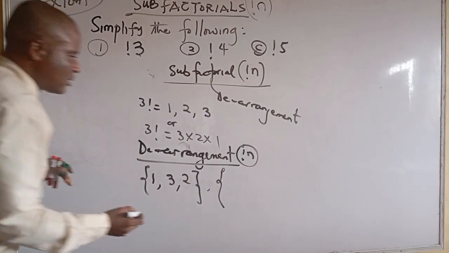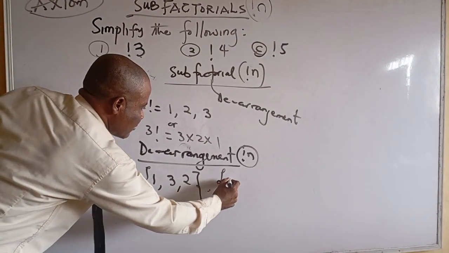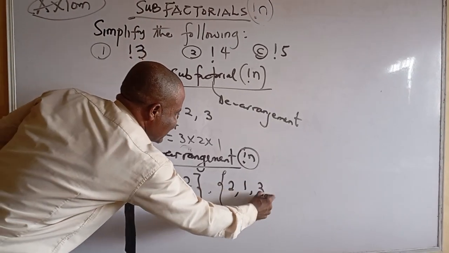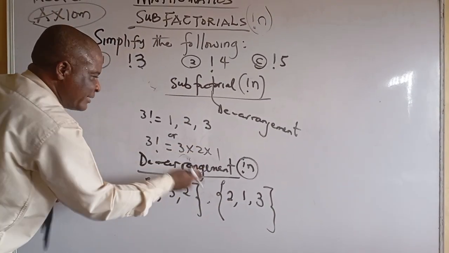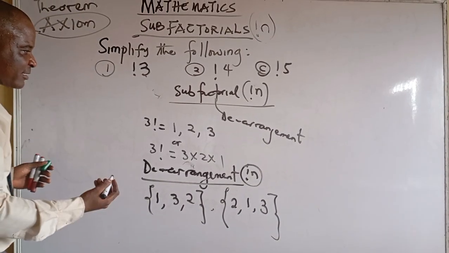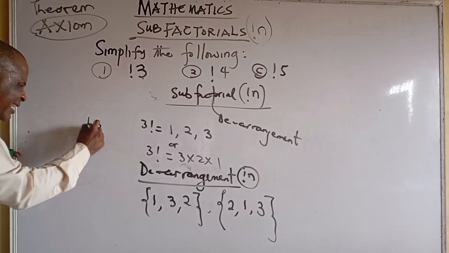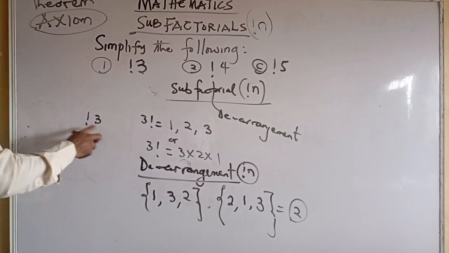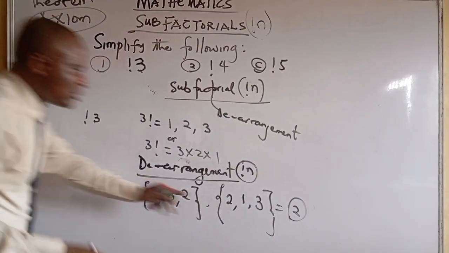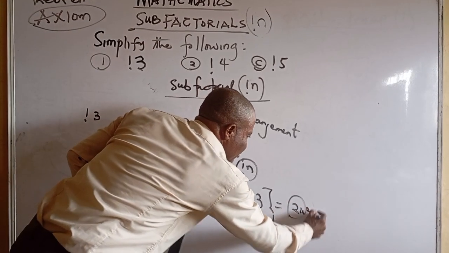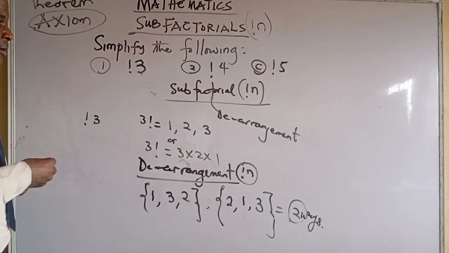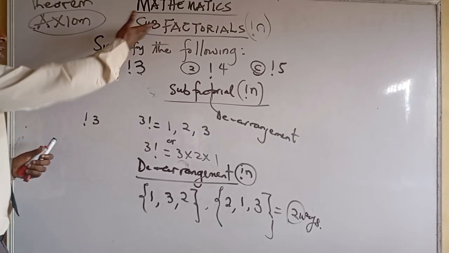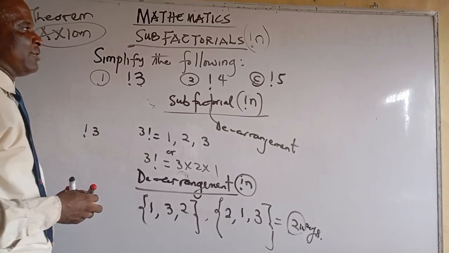Another one: 3, 1, 2. None of them take the same position. That means sub-factorial 3 is 2. That means I can de-arrange 3 items in 2 ways. Now, we have a proper formula to solve. I just want to show you what de-arrangement is all about, which is sub-factorial. Another name for sub-factorial is de-arrangement.